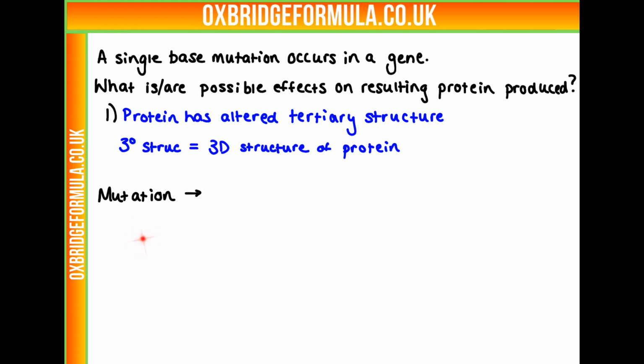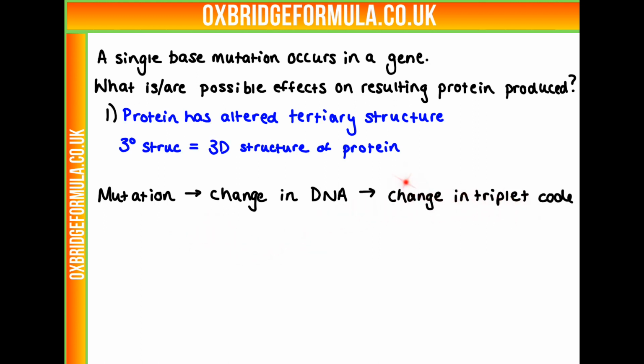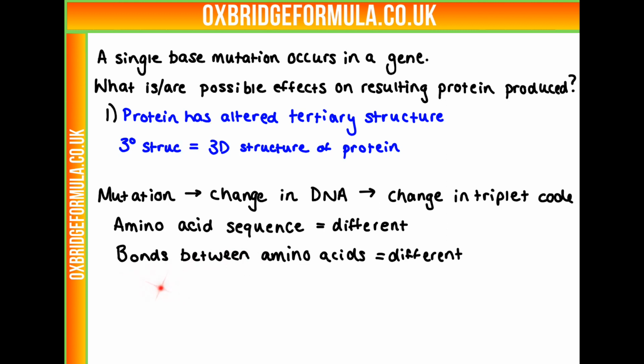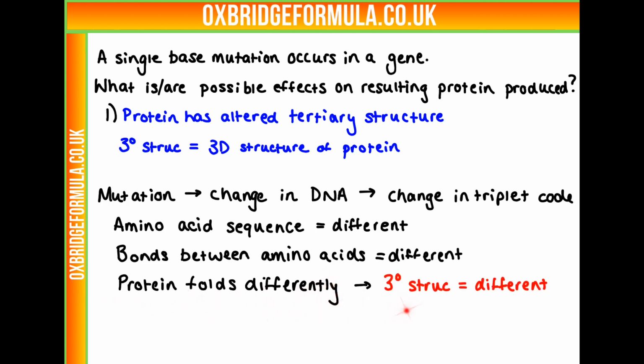If we have a mutation in our DNA, how is that going to change it? So the change in DNA could cause a change in the triplet code. So that is the resulting sequence of 3 DNA bases to code for an amino acid. So if this triplet code is changed, that could mean the amino acid sequence is different. And how might that affect the protein? So if the amino acids are in a different order, that could affect the bonds that are forming between the amino acids. And if they don't form the correct bonds, that could change the folding of the protein and therefore its shape. So that could change the 3D structure or the tertiary structure of our protein. So yeah, this could be correct. We'll give that a tick.